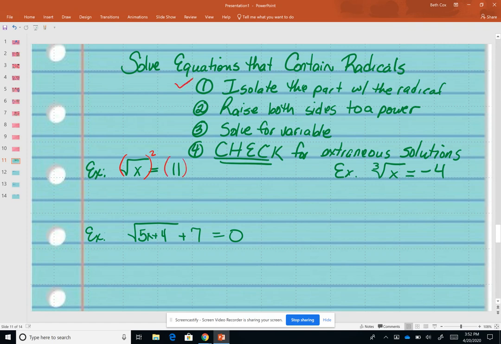So now we're going to move into step 2. We raise both sides to a power. And so that one's going to give me x, and that's going to give me 121. And if I check it, I put the 121 back in, I still get 11. So this one checks.